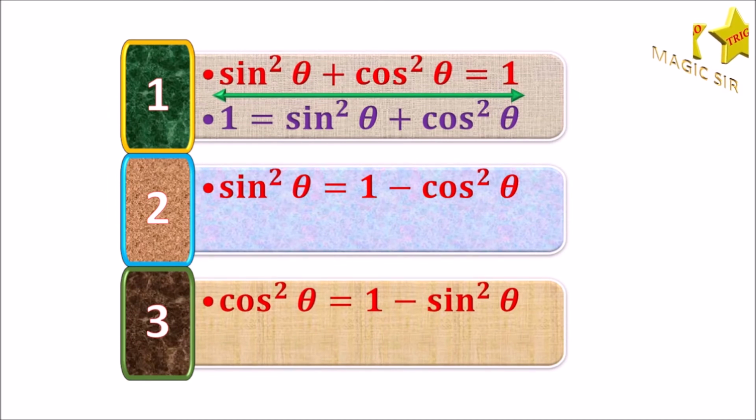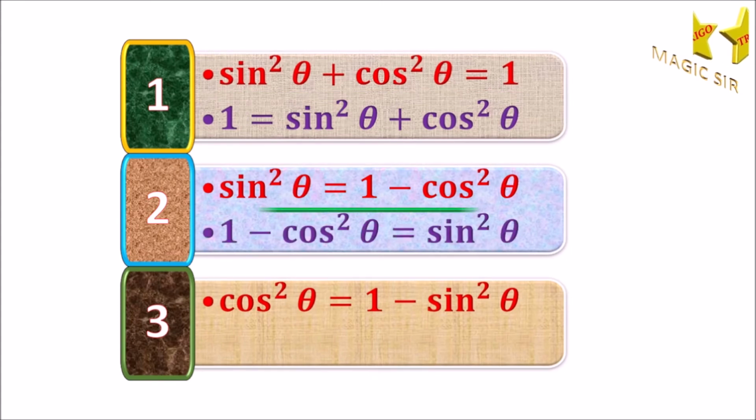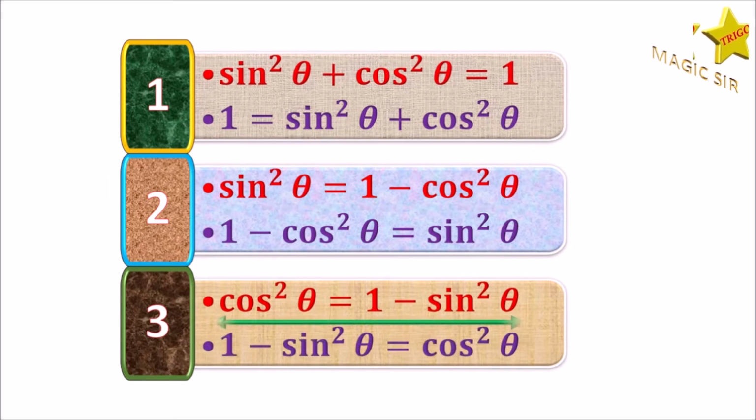See the animation. Sin square theta is equal to 1 minus cos square theta. So we can write sin square theta in place of 1 minus cos square theta. Again see the animation. Cos square theta equal to 1 minus sin square theta. So we can write cos square theta in place of 1 minus sin square theta. These are 6 different forms of the trigonometric identity sin square theta plus cos square theta equal to 1.